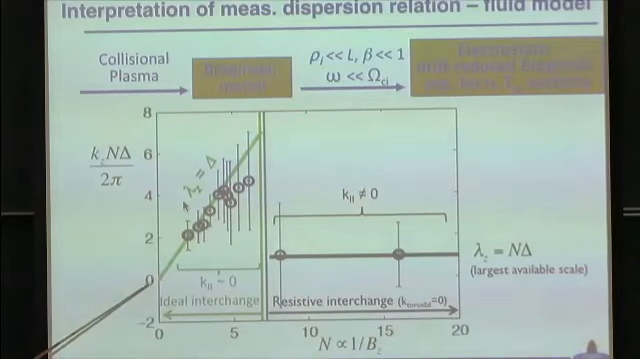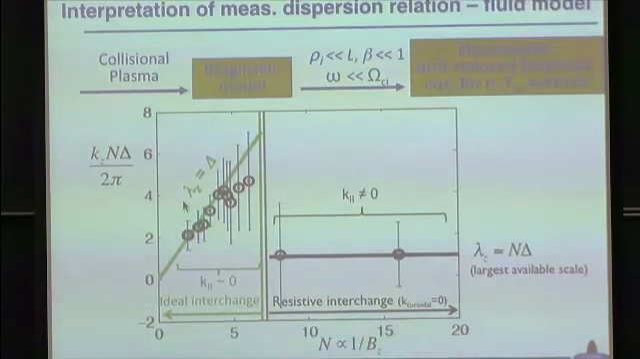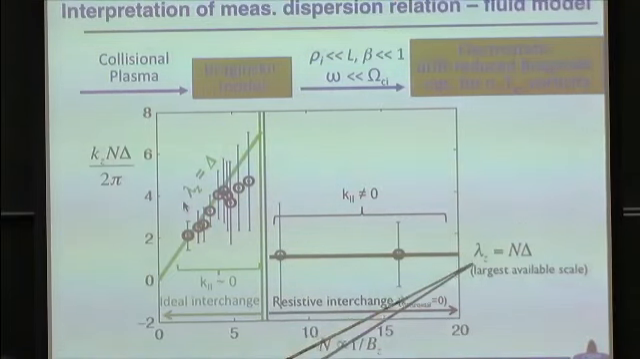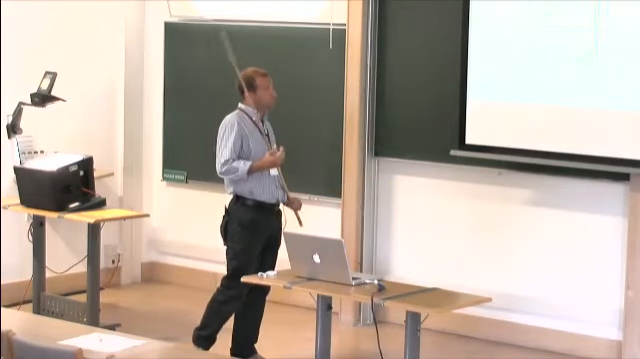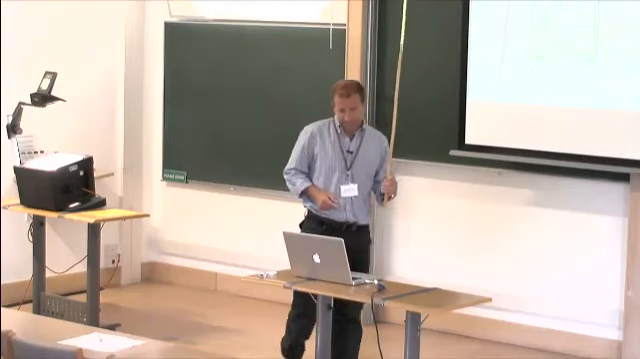distinct regimes. The first regime being the ideal interchange regime, K parallel practically equals 0. Vertical wavelength basically dictated by the separation between the return points of the same field line. And the second regime, where the vertical wavelength basically corresponds to the largest available scale that you have. And this is the so-called resistive interchange mode. K toroidal is 0, but K parallel is not.